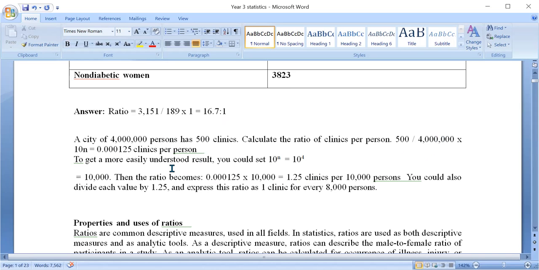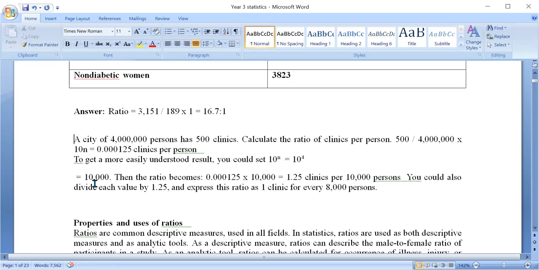So for us to make it easier, we would have to bring it in a more comprehensive way. So for us to achieve that, we'll find a way to convert this to a standard form. And for us to do that, we have to use 10,000. We're going to use 10,000 to achieve that.